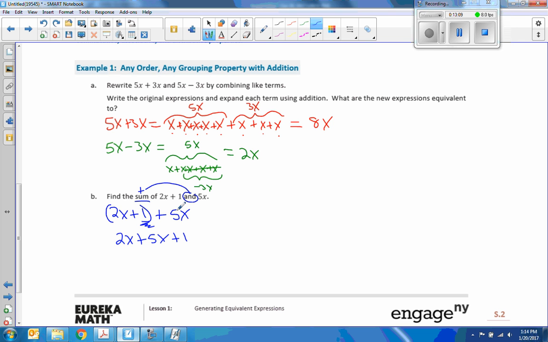Now notice the 1 does not have an x. This is a coefficient. This is a variable. Coefficient, variable, constant. They're not like terms. 2x plus 5x is 7x plus 1. Okay? There's nothing more I can do with this. I cannot combine these. This is not an x. This is just a number 1. 7x plus 1 is not 8x. 7x plus 1 is just simply 7x plus 1.